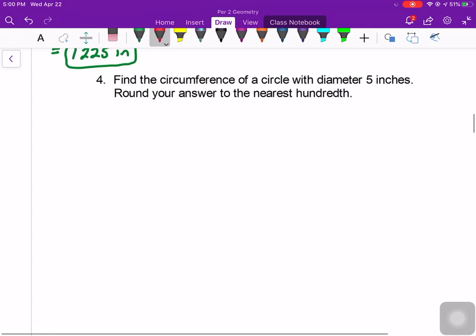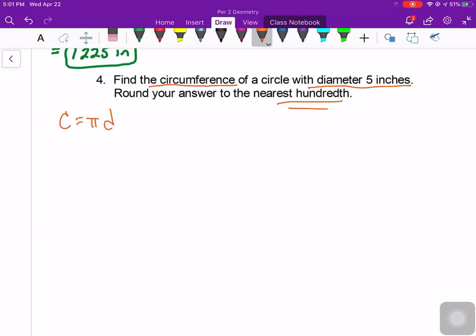Number 4, example number 4, we are looking again for the circumference of a circle. They give you the diameter, and they do ask you to round to the nearest hundredth. Anytime you're given the diameter and asked to find circumference, the formula with the D is the one that's most easily used. So the circumference will be pi times 5 inches. And we'll put that entire thing into our calculator, and we get 15.71 inches. Pretty straightforward problem.